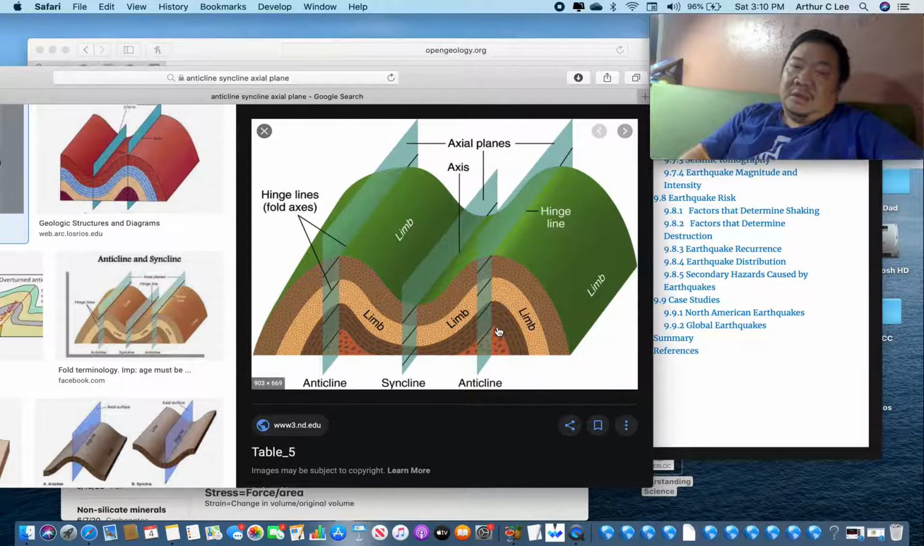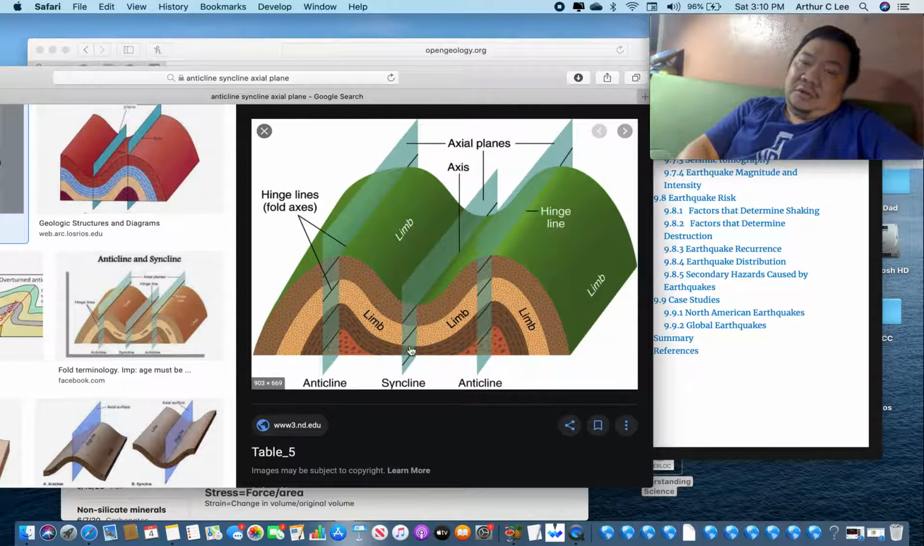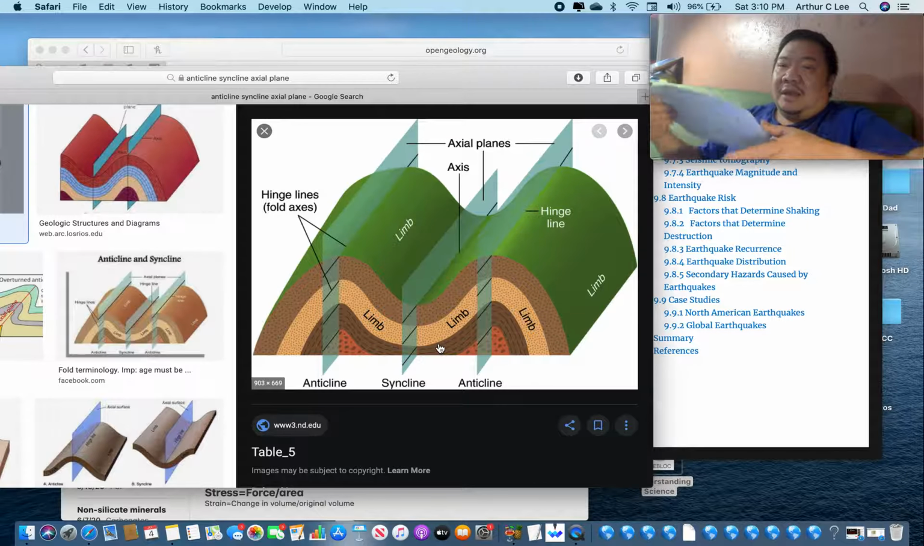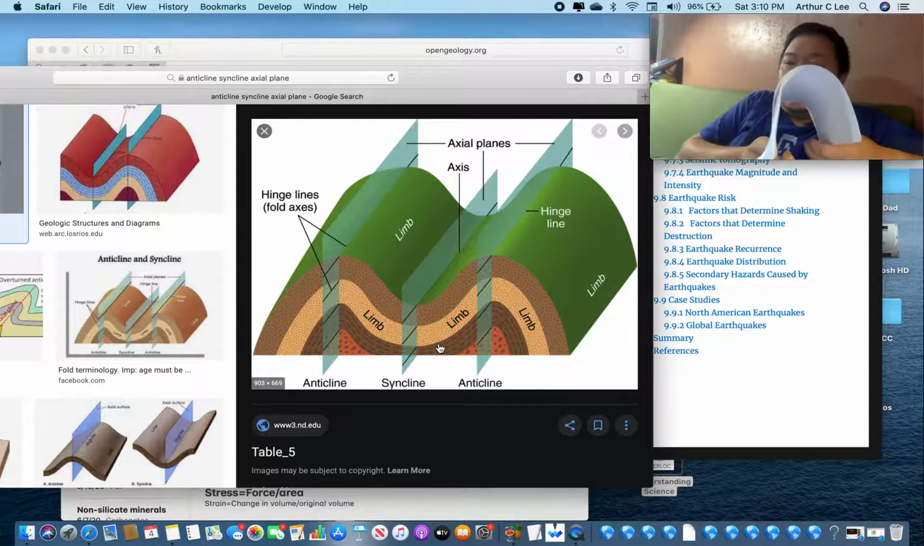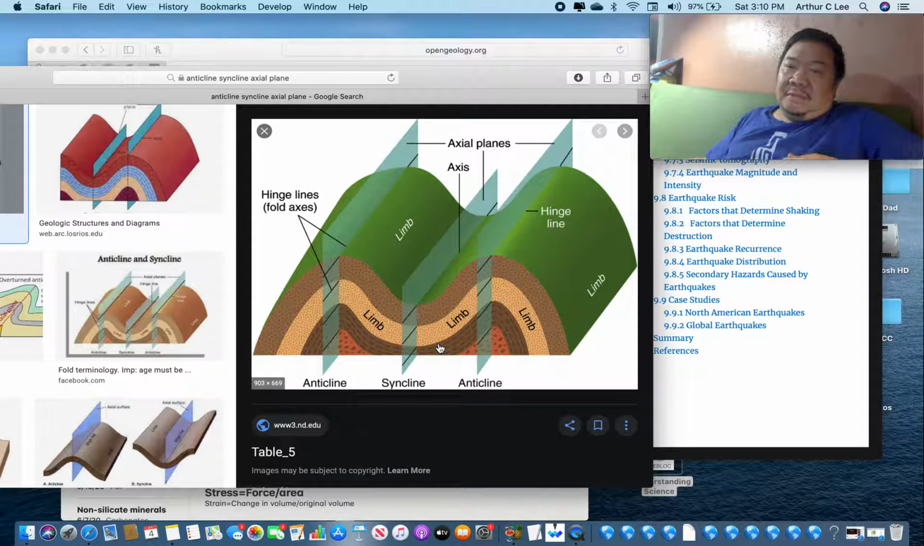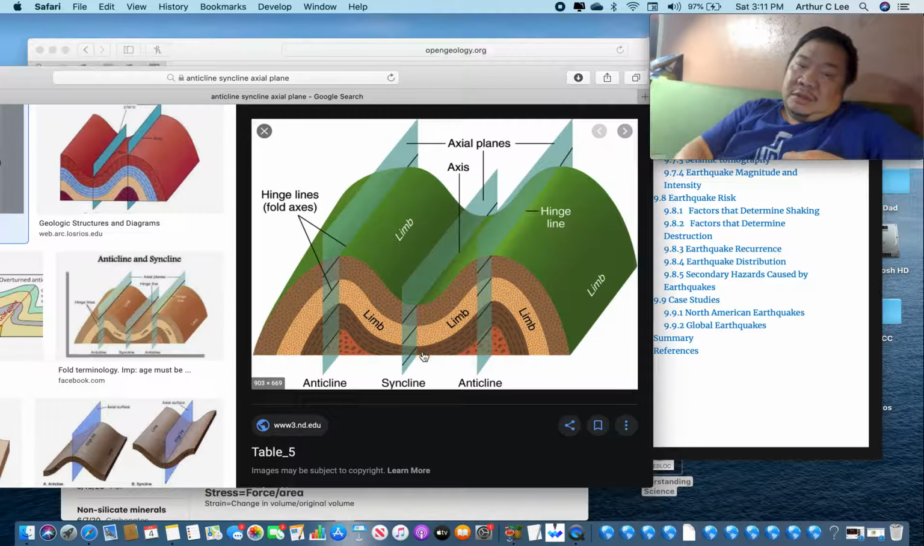Notice that all 3 of these axial planes are vertical. They're straight up and down. All the folds that we've talked about have had axial planes that are straight up and down. The axial plane for this anticline here is right here. It's straight up and down. So these are called upright folds. Upright folds have axial planes that are straight up and down.